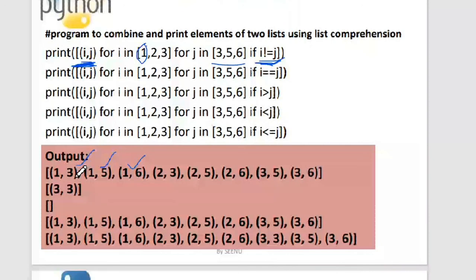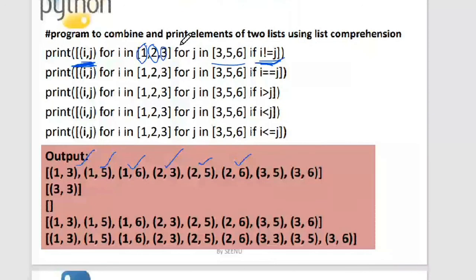2, 3, 2, 5, and 2, 6, because 2 is not equal to 3, 2 is not equal to 5, and 2 is not equal to 6. Now what happened? The inner loop is broken. So now it comes to the outer loop. After the inner loop breaks, it comes to the outer loop, and in the outer loop, the next element of i is 3. Now it makes a combination.